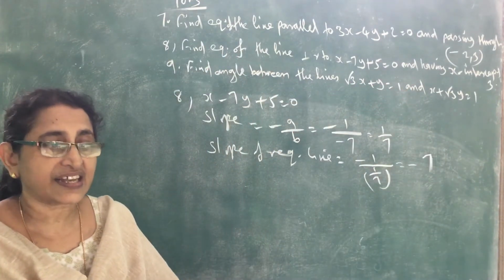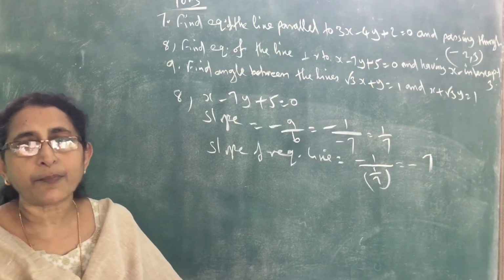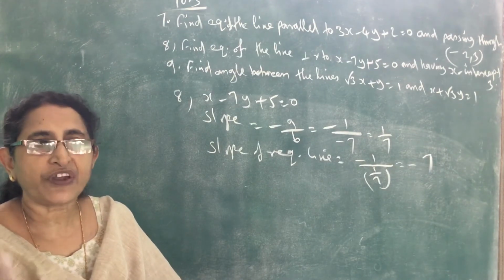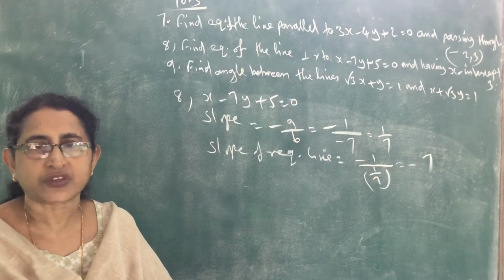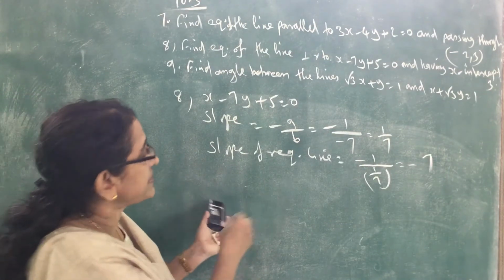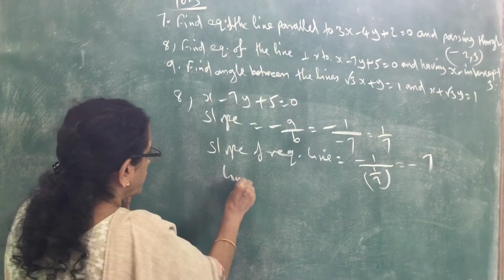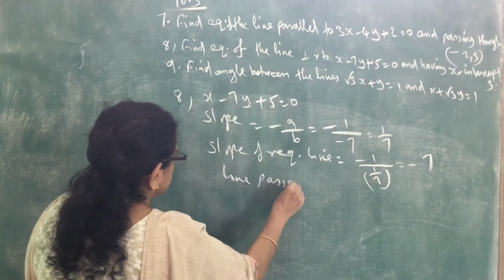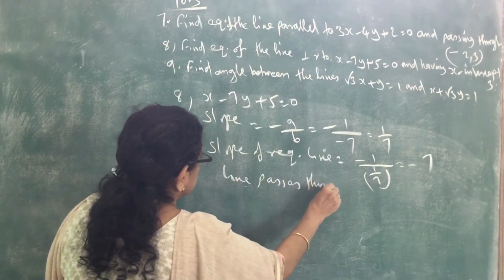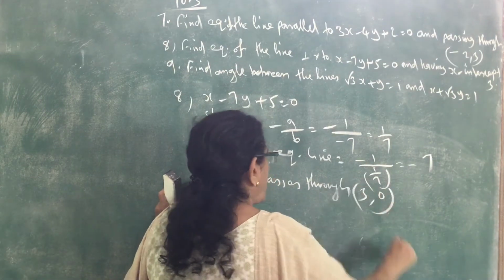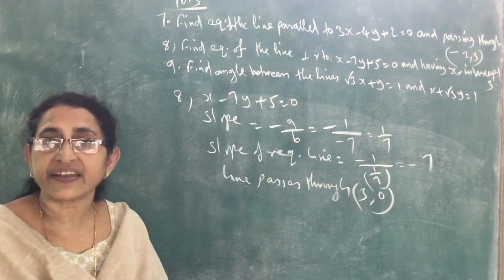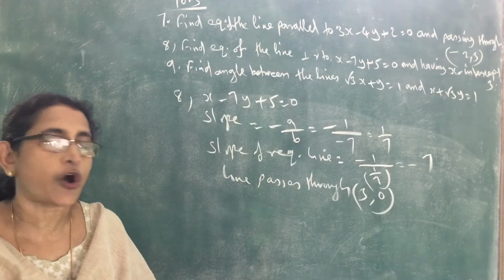If the x-intercept of a line is 3, that line passes through 3, 0. If the y-intercept of a line is 3, we can write it passes through 0, 3. Here given x-intercept is 3, therefore the line passes through 3, 0.